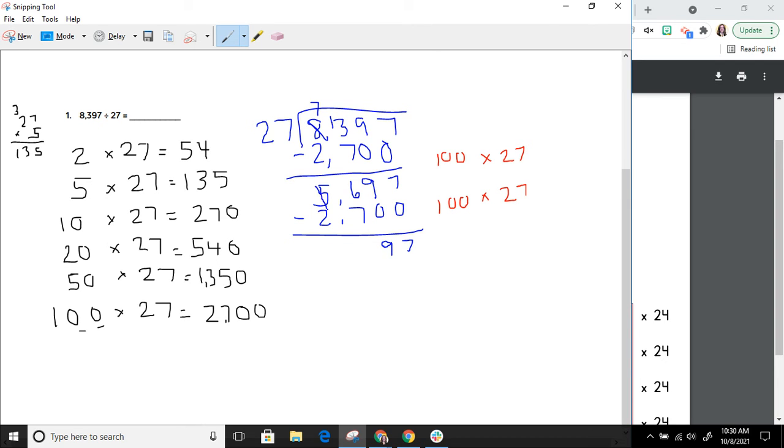I can't do 6 minus 7, so I'm going to borrow. Make sure I'm doing this right here, guys. I'm sorry. 16 minus 7 is 9. And 4 minus 2 is 2. So now I'm left with 2,997. Perfect.